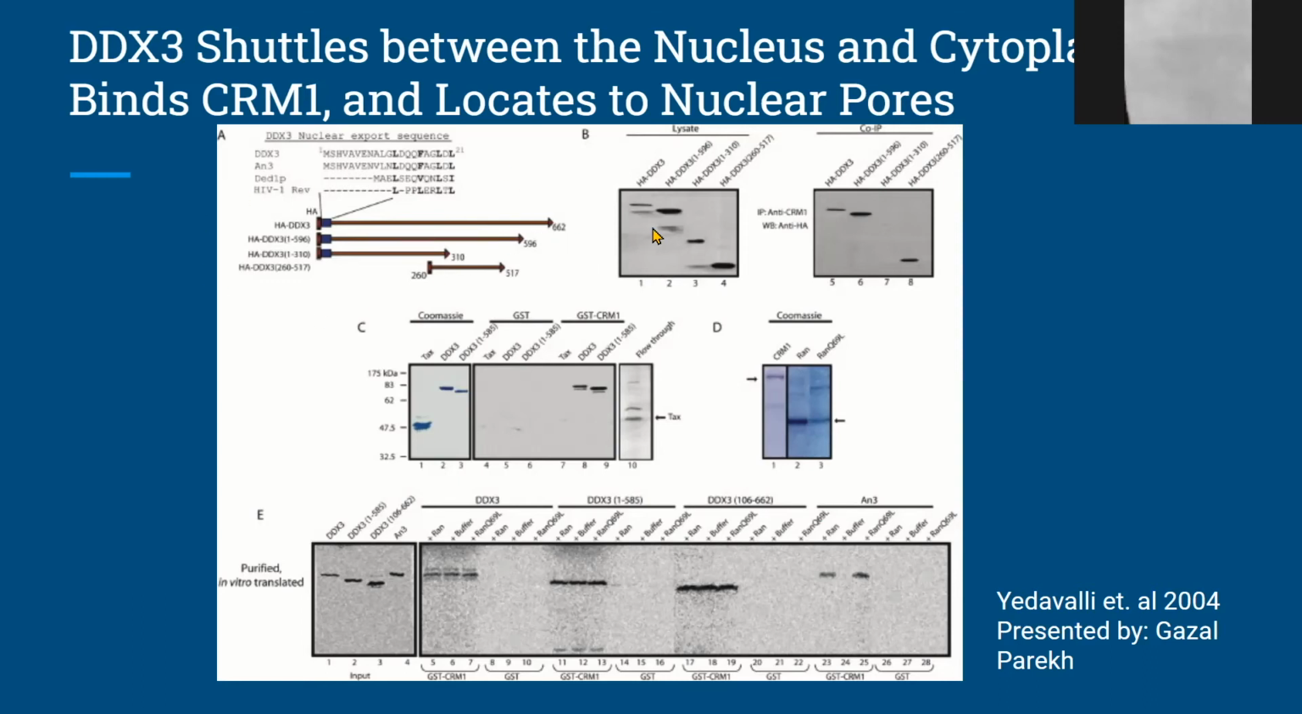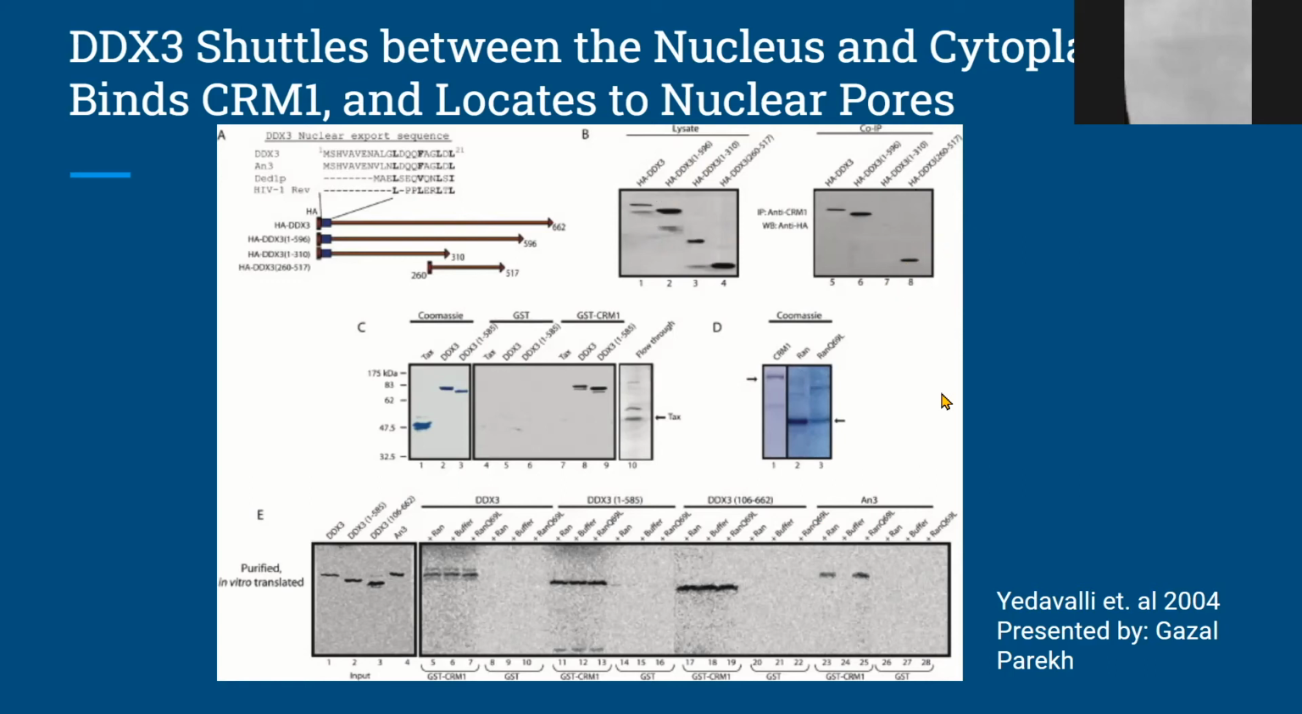The image on the left in figure 5B shows Western blotting of cell lysates using anti-HA. On the right, co-immunoprecipitation using anti-CRM1 is done, followed by Western blot using anti-HA. Through this, it was concluded that the NES contributed minimally to DDX3 CRM1 binding. The major CRM1 associative determinant was found instead in the DDX3 C-terminal 260 to 517 region.